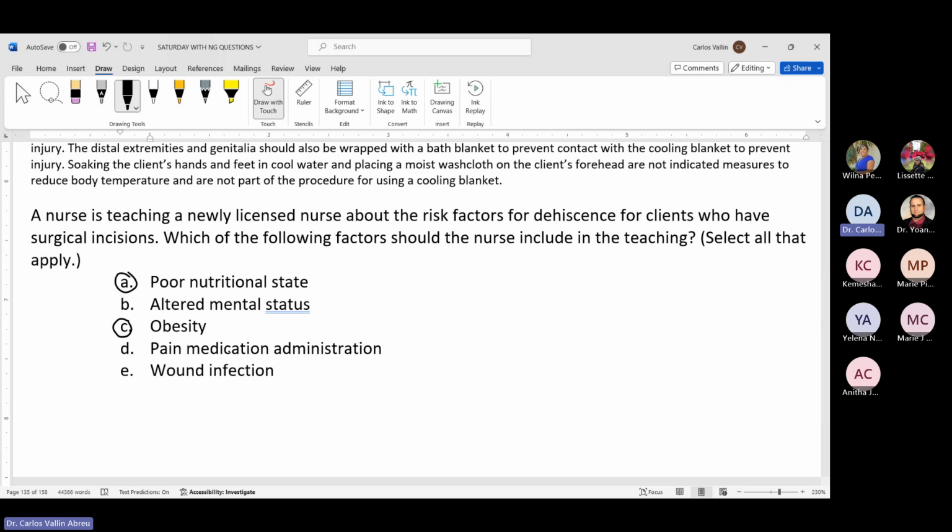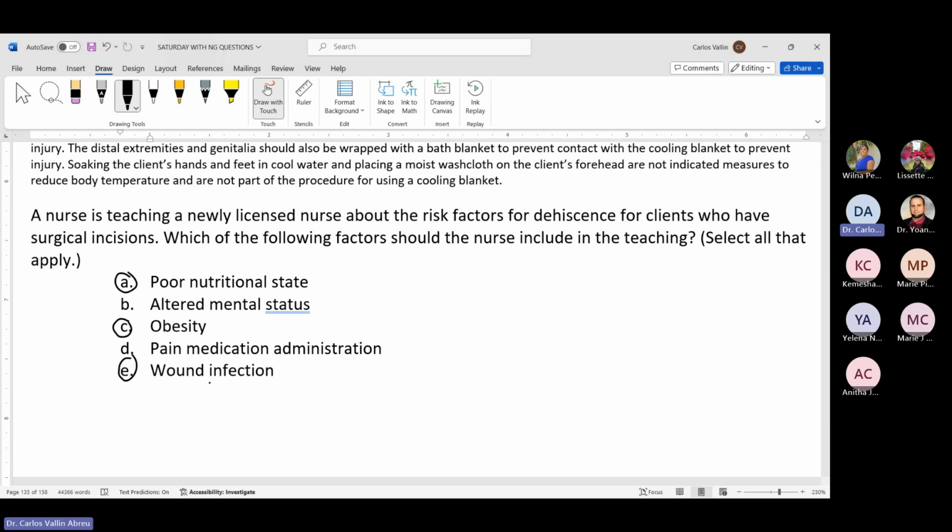Pain medication administration. So I don't see which relation the pain medication has with dehiscence, because pain medication doesn't delay the healing. Which medication delays the healing? The glucocorticoids. So if they say here administration of glucocorticoid for X reason, this is a risk factor for dehiscence because the healing process is impaired by the glucocorticoid, but not pain medication. Wound infection, yes, it is a risk factor for dehiscence.